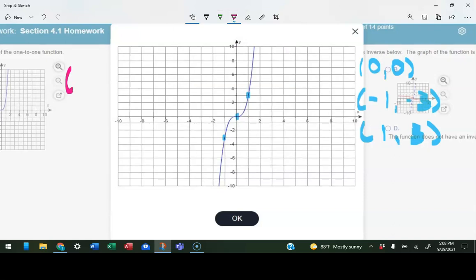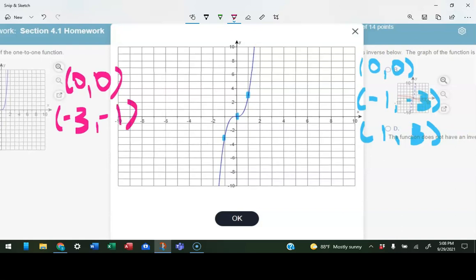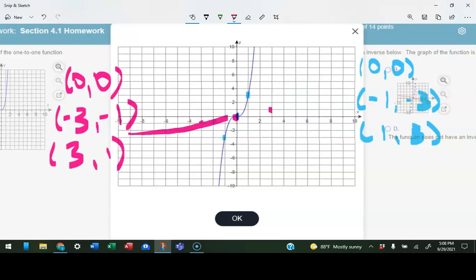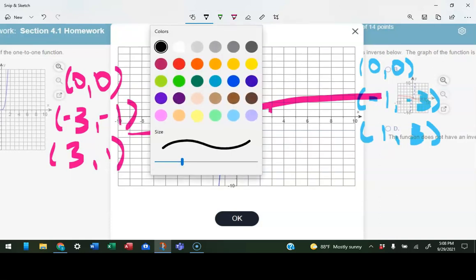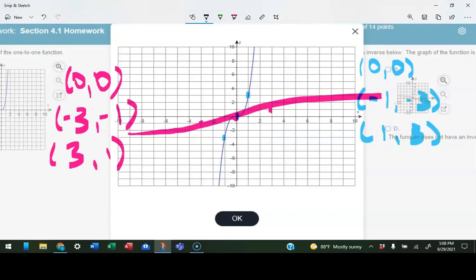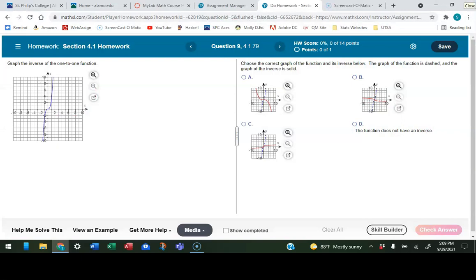So now I've got the point 0, 0. I've got the point -3, -1. And I've got the point 3, 1. So there's my 0, 0. Here's -3, -1. And here's 3, 1. And remember that it is going to be symmetric across the line y equals x. So that's a pretty crappy drawing, sorry. And so if I were to have the line y equals x, it would look like that. Okay, so just grab some points and flip-flop them, and then go from there.